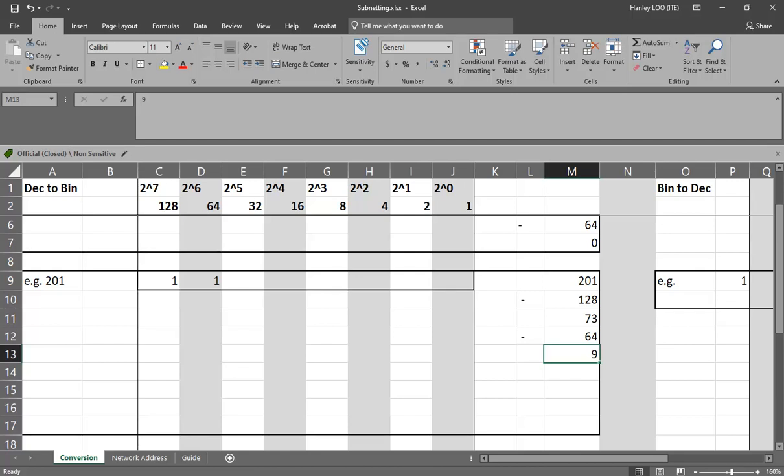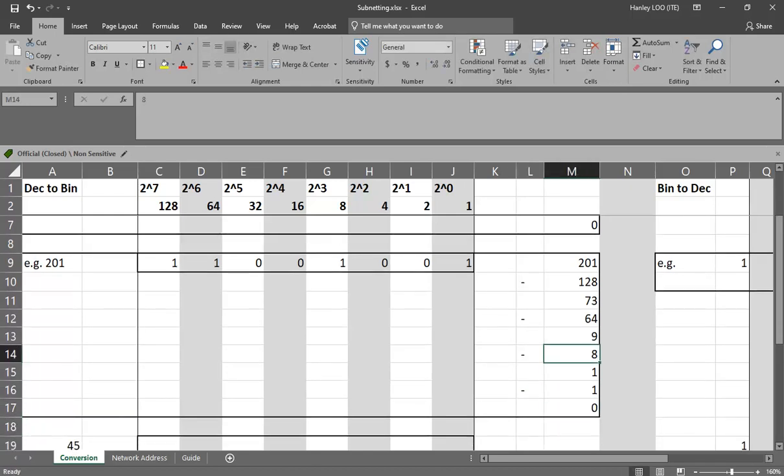When I look at the value of 32, I cannot subtract 32 from 9, so I'll give a value of 0. I cannot subtract 16, so I'll give a value of 0. I can subtract 8, so I'll give a value of 1, and I'll get a remainder of 1. I cannot subtract 4 from 1, so it'll be 0. I cannot subtract 2 from 1, so 0. But I can subtract 1 from 1, so I'll give a 1. Basically, I'll get a final value of 0. So that means that a decimal value of 201 will be equivalent to a binary number of 11001001. So basically this is how you can convert decimal to binary.